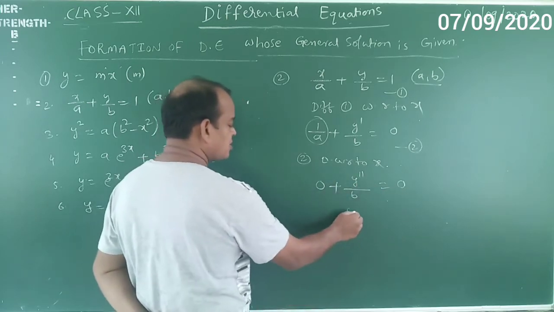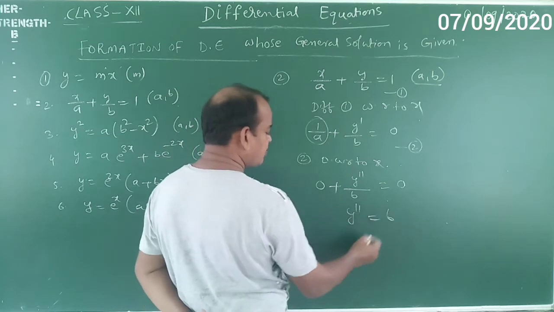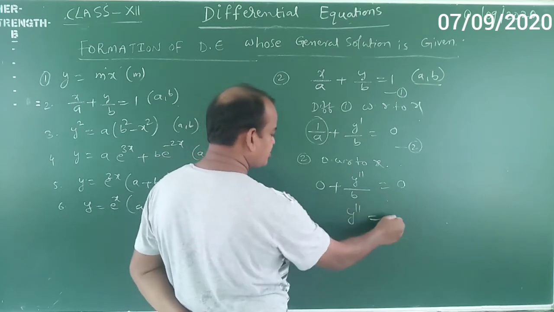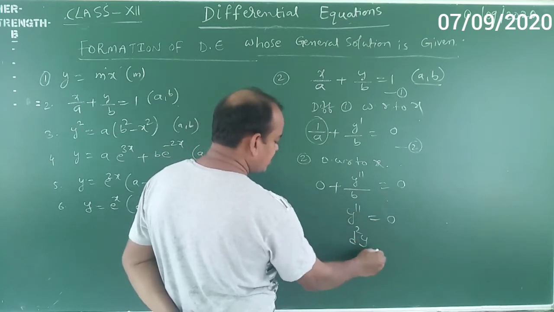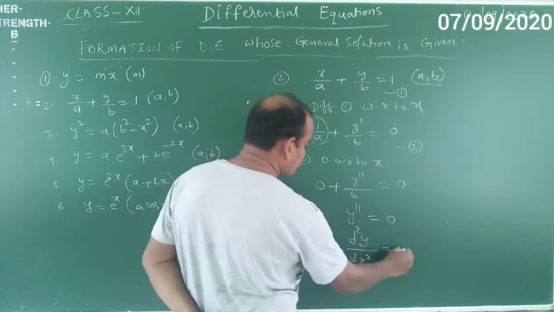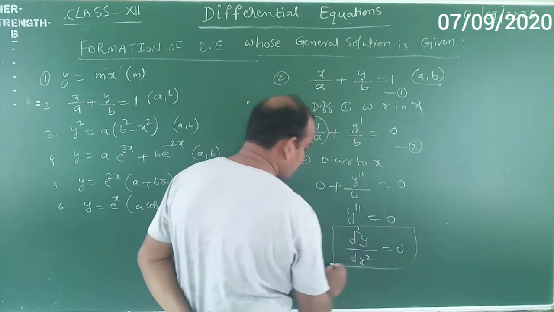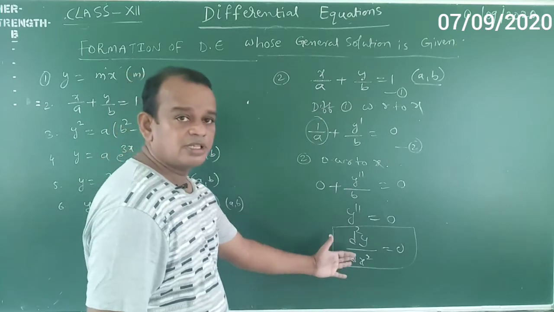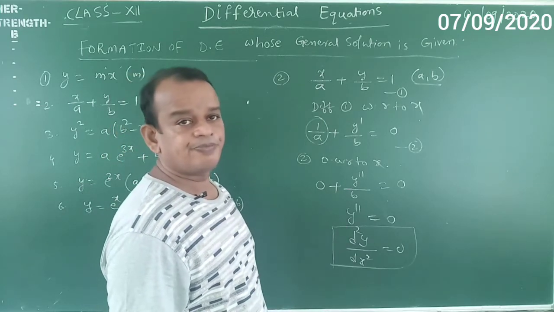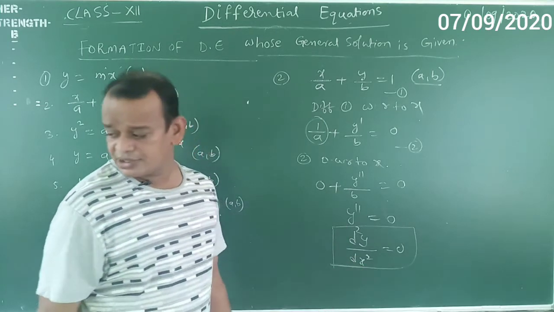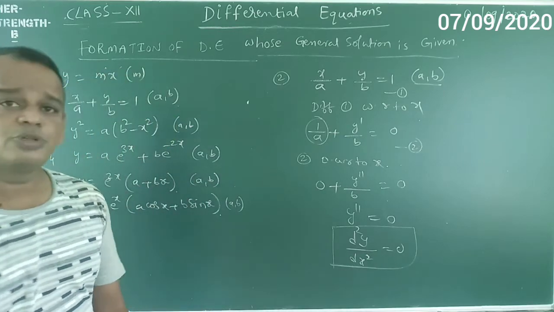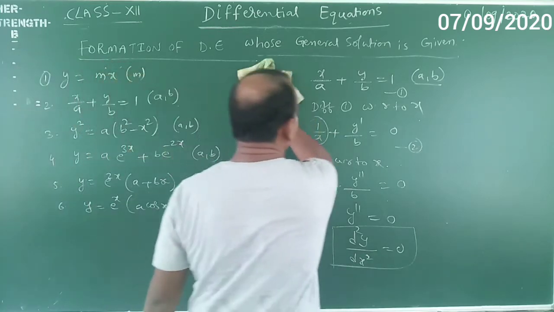Now cross multiplication: y double dash = b into 0, which is 0. Y double dash means d²y/dx² equals 0. Finally we get one equation. You observe that in this one there is no arbitrary constant. Therefore this is the solution. This is the solution, my dear students. Our goal is 100% to remove the arbitrary constants.